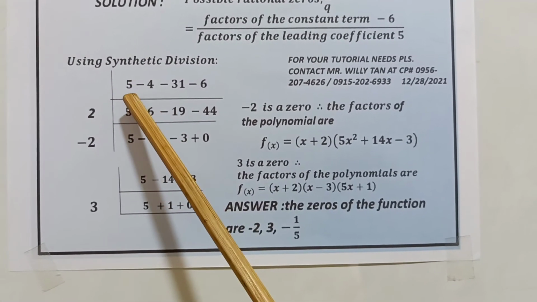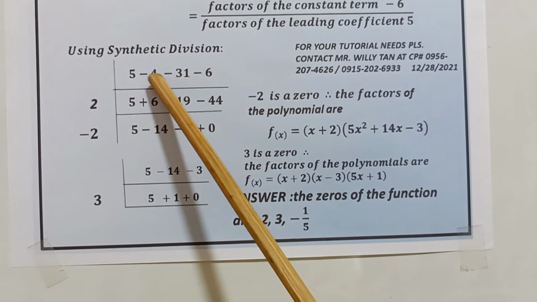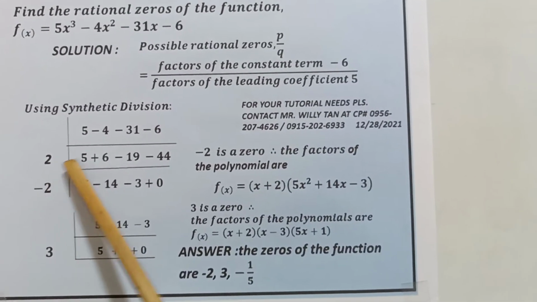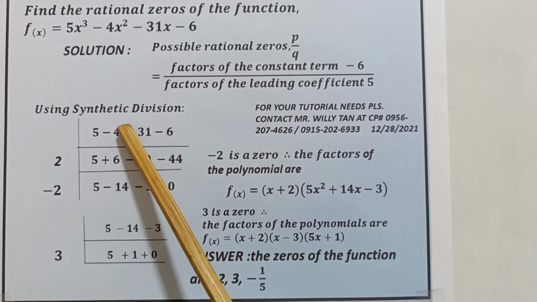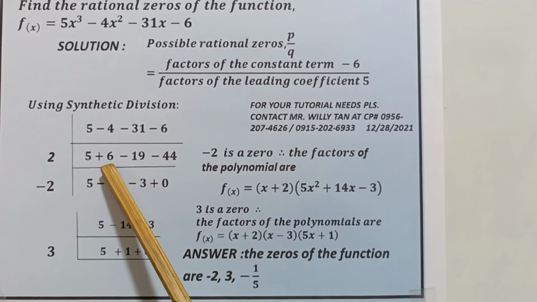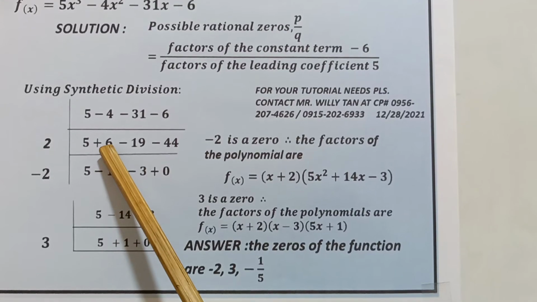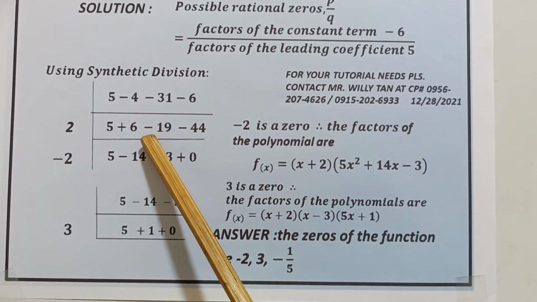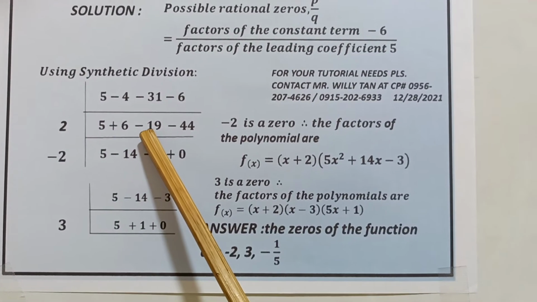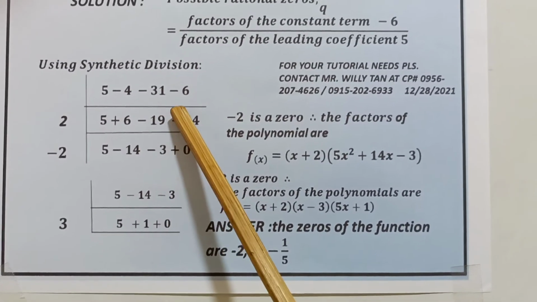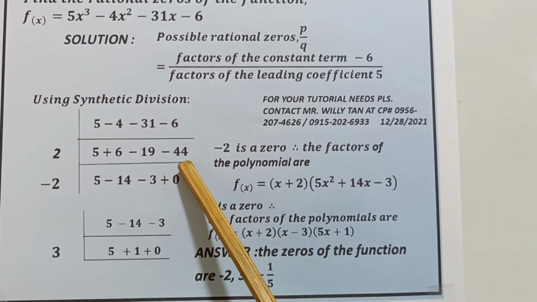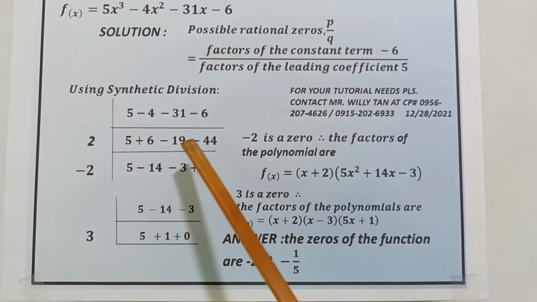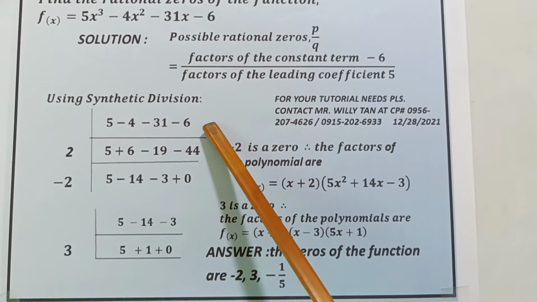We bring down 5. You solve this mentally. If we bring down 5 and then multiply it by 2, for the second term we have here 10. -4 plus 10 is positive 6. So 2 times 6 is 12. -31 plus 12 is -19. -19 times 2 is -38. -6 plus -38 is -44. So 2 is not a zero of this polynomial.